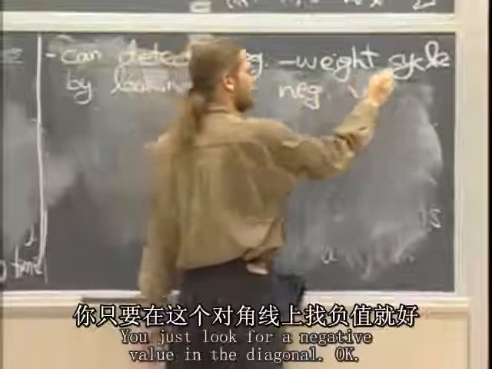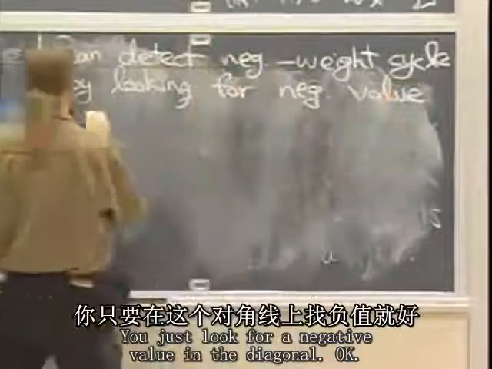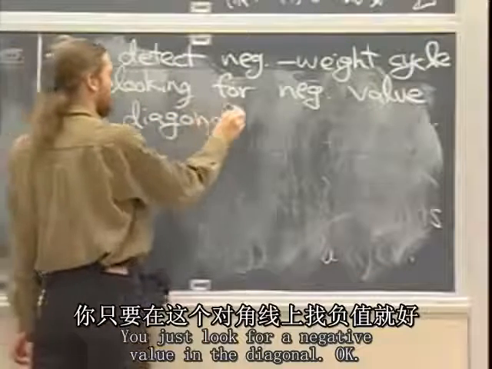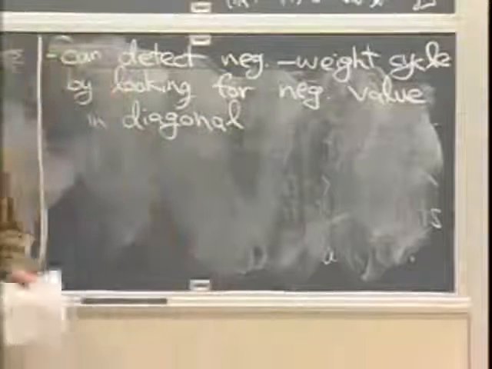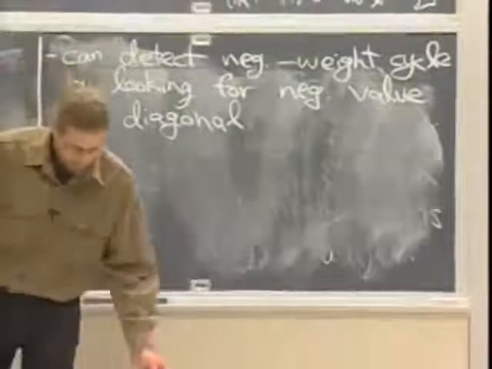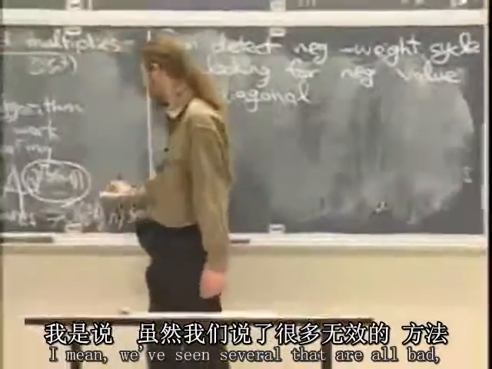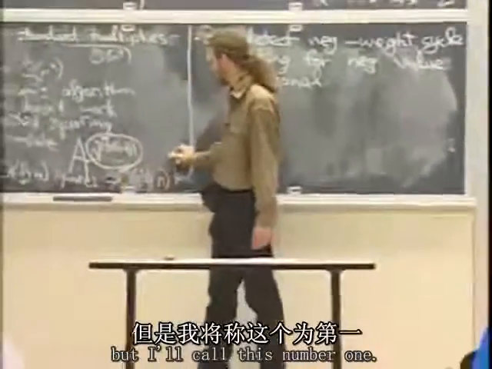You just look for a negative value in the diagonal. Okay. So that's algorithm 1, let's say. I mean, we've seen several that are all bad, but I'll call this number 1. Okay, we'll see 2 more.